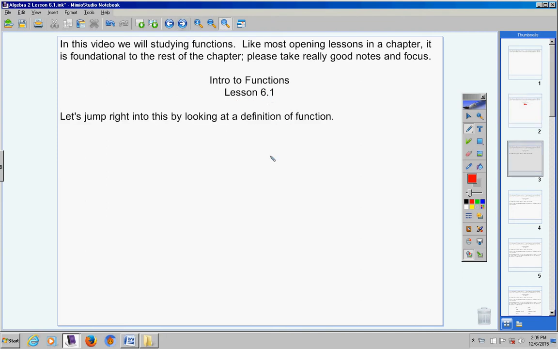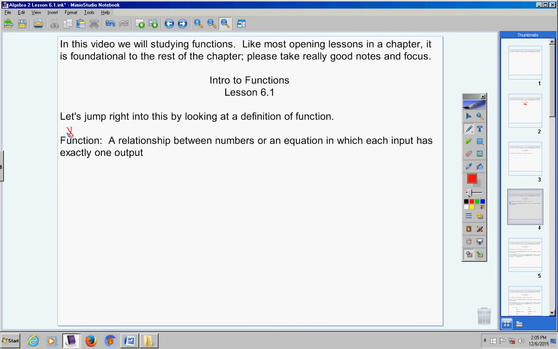Now, let's jump right into this by looking at a definition of function. Copy this in your notes, please. A function is a relationship between numbers, or it can be an equation, in which each input has exactly one output. Please copy that down.